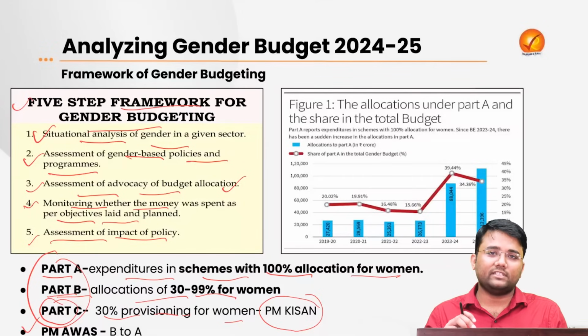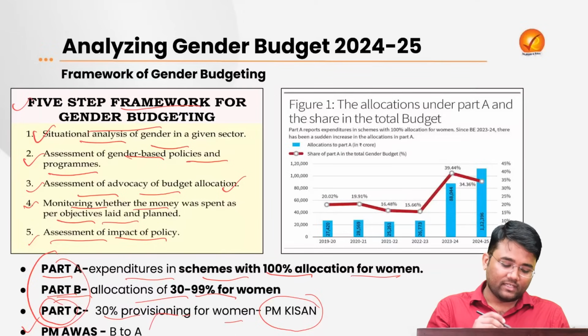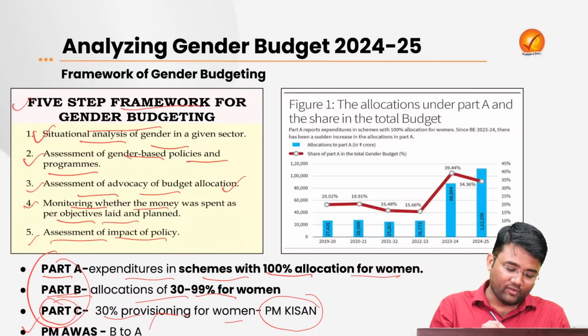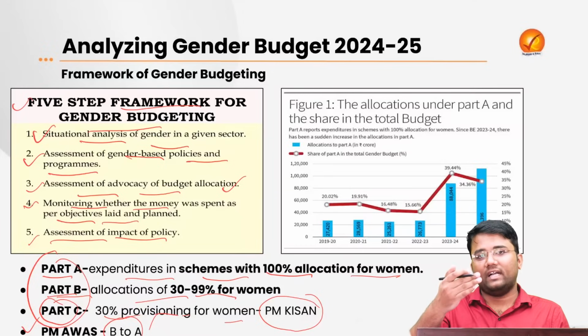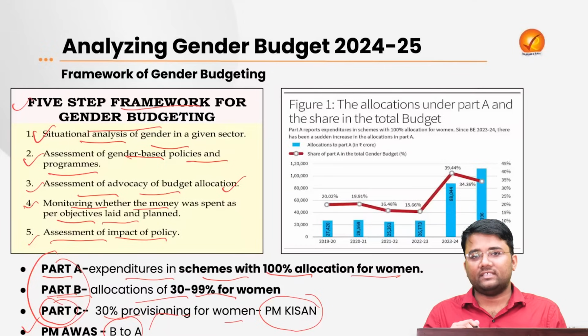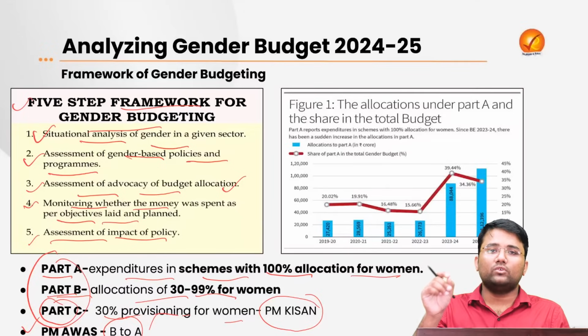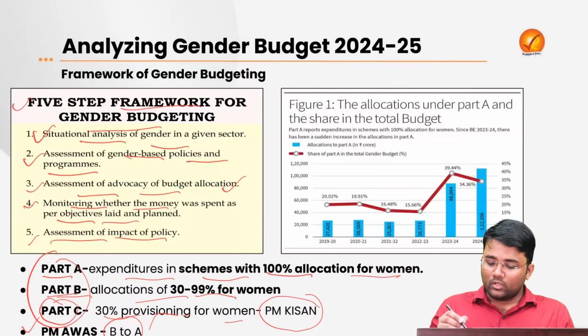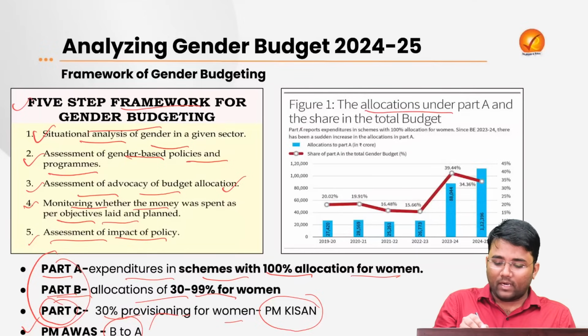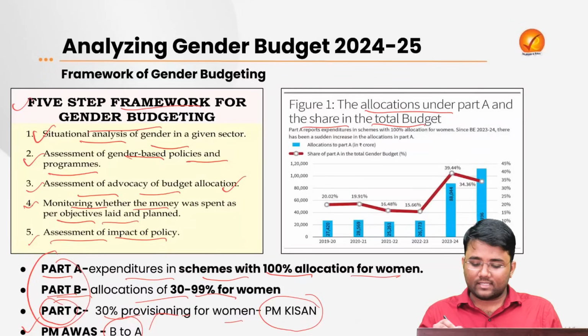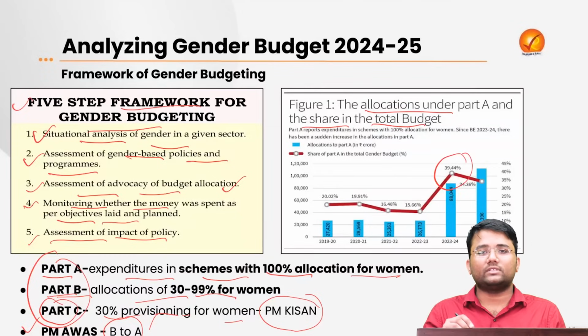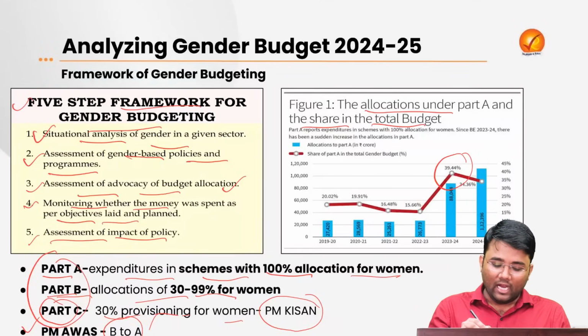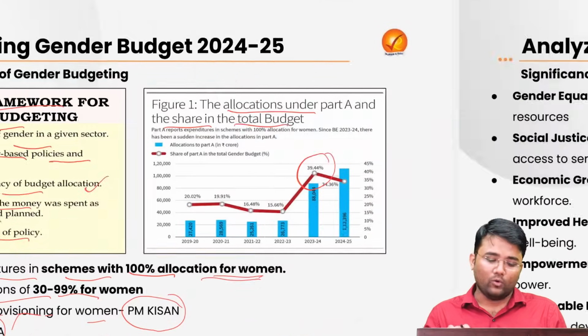Recently, the increase that we have seen in gender budgeting, some experts believe there are some instances like the PM Awas, which was changed from part B to part A. It is also one of the important reasons, because under the PM Awas Yojana, the majority of the beneficiaries are women only. The houses are issued in the name of women. If you look into this allocation under part A and the share in the total budget, you can see that almost 40% of the resources are allocated under part A, where 100% allocation is for women only.